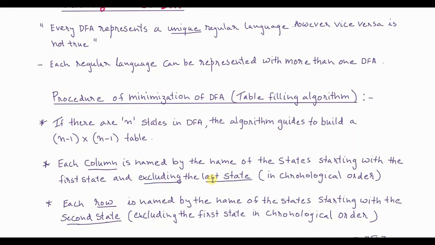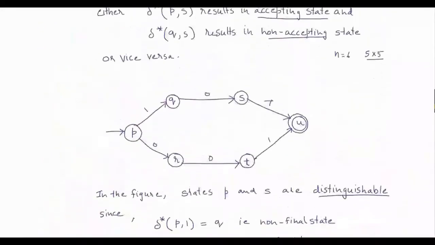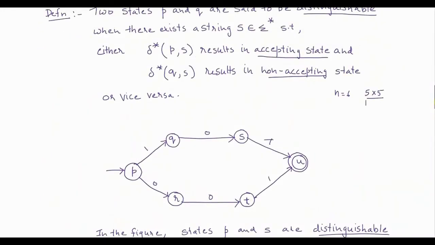Whereas in the rows, you should start with the second state, excluding the first one, and consider the last state. So let's draw a table for this example here. There will be 5 rows and 5 columns. Simple. Now, how will the rows and how will the columns be named?